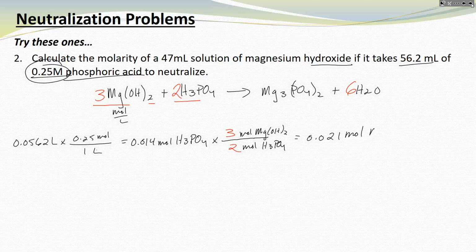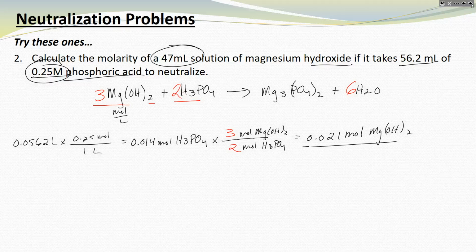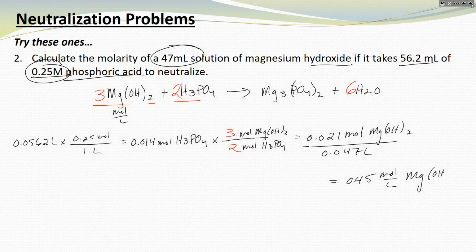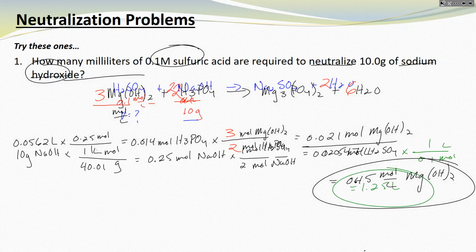And that's moles of MgOH2. And now we have that in 47 mL, so we're going to divide by 0.047 liters. I take my answer and divide by 0.047. So I get 0.45 moles per liter of MgOH2. And there's your final answer. So hopefully this helps you solve some neutralization problems.